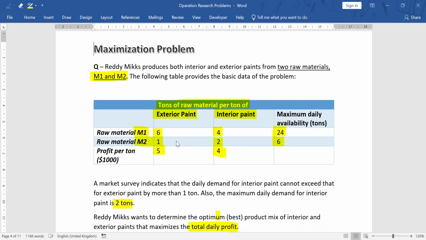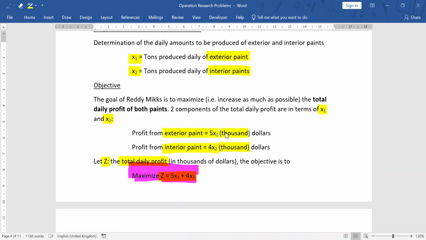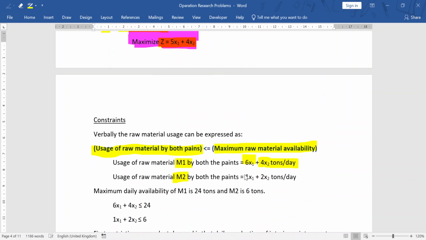Now usage of raw material M2, in a similar manner we can say from the figure, 1 into x1 plus 2x2. So x1 is the number of tons of exterior paint produced, and x2 is the number of tons of interior paint produced. So 1x1 plus 2x2 tons per day. So these figures cannot exceed the maximum raw material availability.